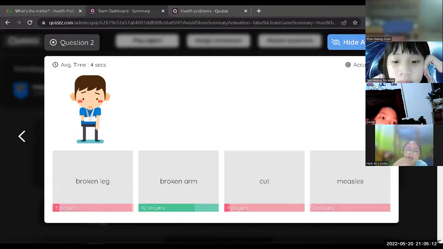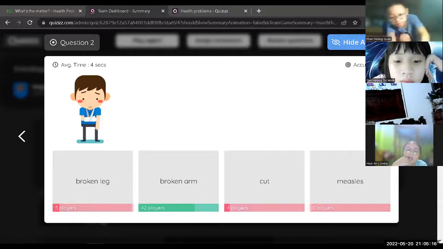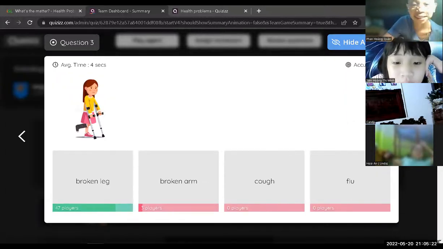Broken arm. Okay, easy, right? Broken arm. It's not a leg. Look at this one. It's an arm. And it's not a cut. A cut is like on a finger or something. Broken leg. Good job. So this one is definitely not arm. This one is a leg.